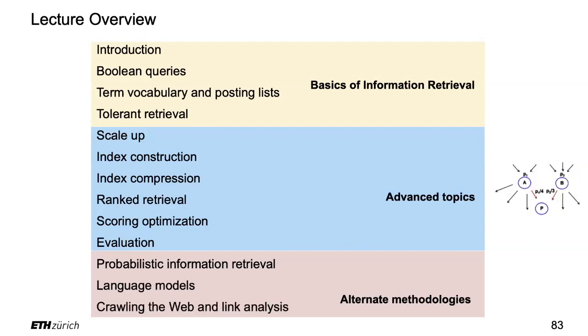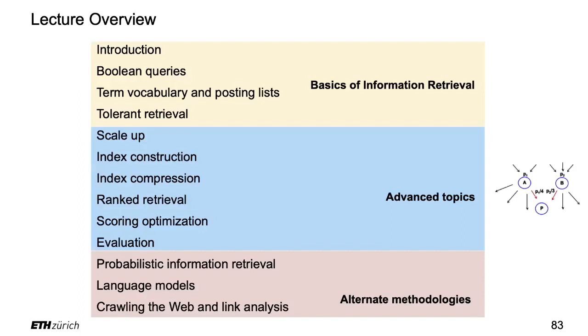And then, if time permits, I might say a few words about crawling the web and link analysis. That would be PageRank, for example, the algorithm used by Google to index the web. So we'll see if time permits, right? So these are the alternate methodologies. Okay, so this is the menu. I hope that I could get you a bit excited about that, and that will keep us busy during the entire semester. So what is expected?